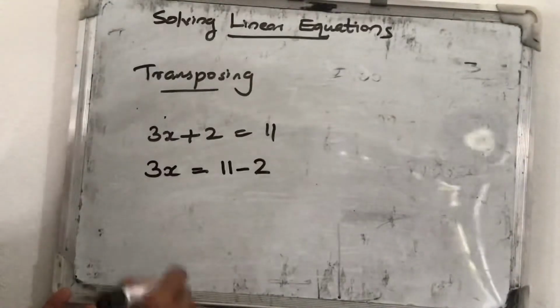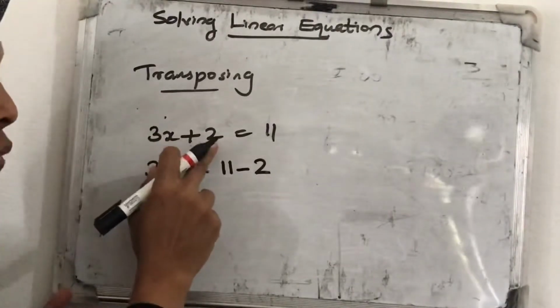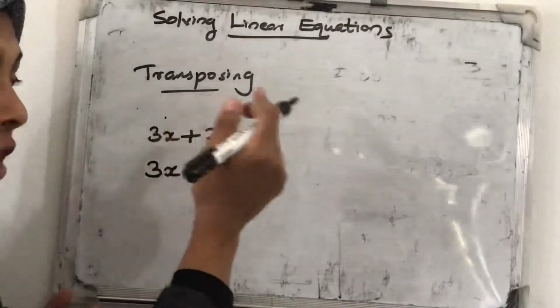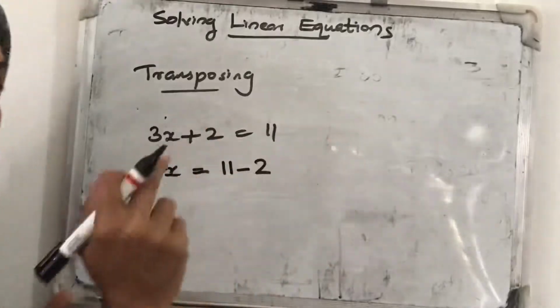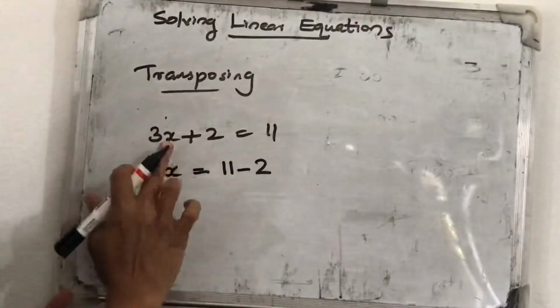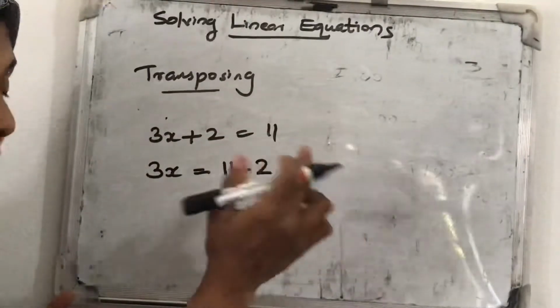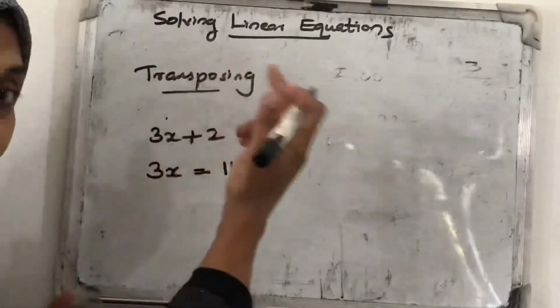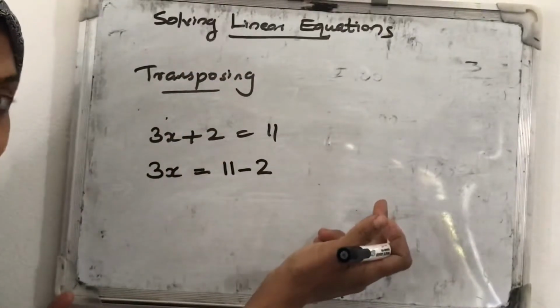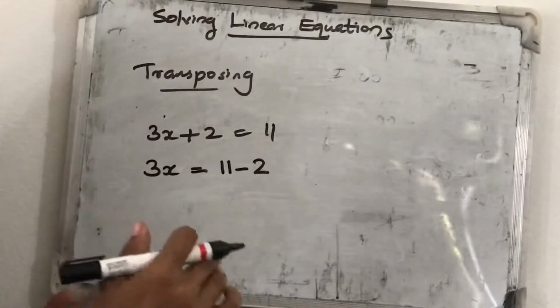Okay, that one together. So if it is multiplied here, suppose 2 is multiplied here, when we transpose to the other side, it will be divided there. And if it is subtracted here, suppose the equation is 3x minus 2, then when we transpose to the other side, it will be added there. That is the opposite operation we want to do.